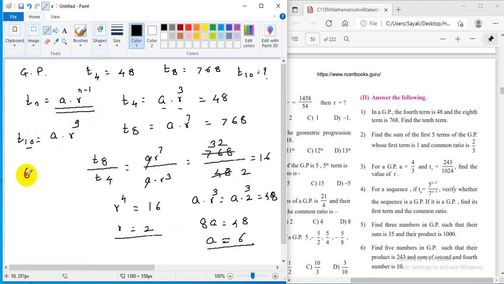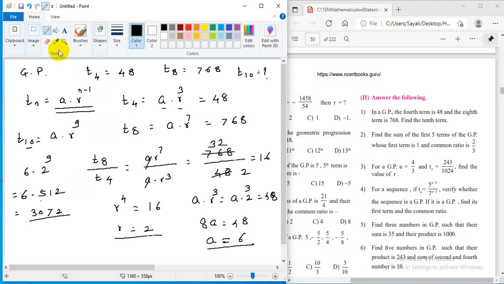But A is 6. So it is 6 into R, R is 2, 2 raised to 9. 2 raised to 9 किती असतं? 512. So this is 6 into 512. You can do that. 512 गुणिले 6 म्हणजे 3072. कारण काय? 5 30 आणि 12 72. पटापट कॅल्क्युलेशन्स आपल्याला आलीच पाहिजे. So 3072 is the required answer.